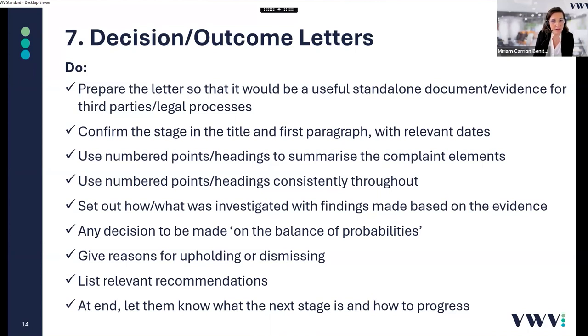At the end of the letter, please do not forget to tell them what the next stage is, if there is to be one, and how they can progress, either internally or externally. Next slide, please.